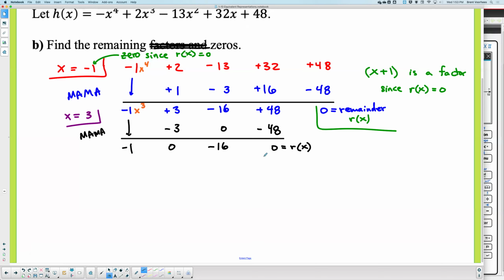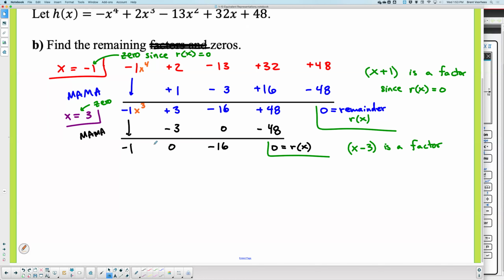What do we get for our remainder? If we get 0 for a remainder, what does that mean? What's the factor? x minus 3 is a factor. x minus 3 has to be a factor, and this x equals 3 has to be a 0. That makes sense to you? Okay, all that was a setup to find my 2 imaginary zeros.